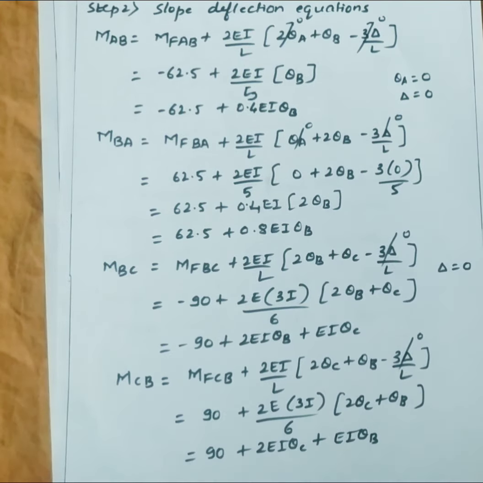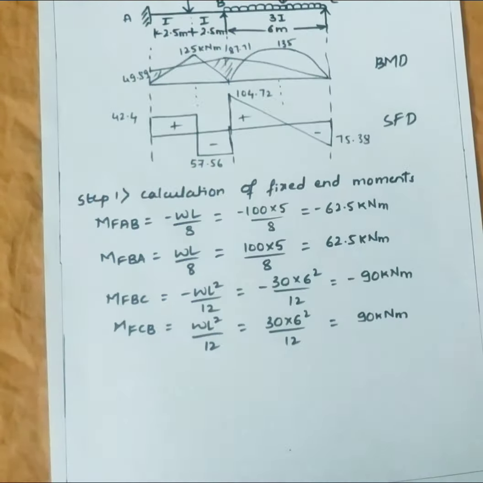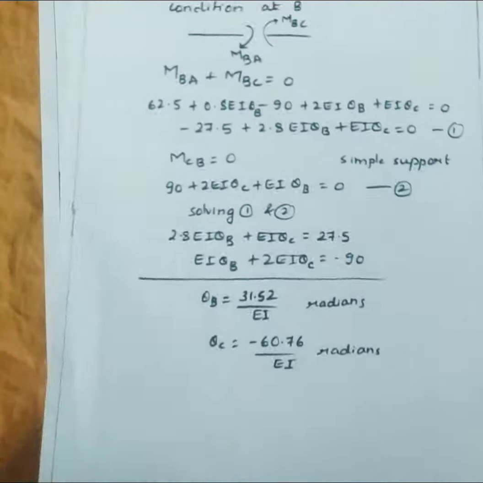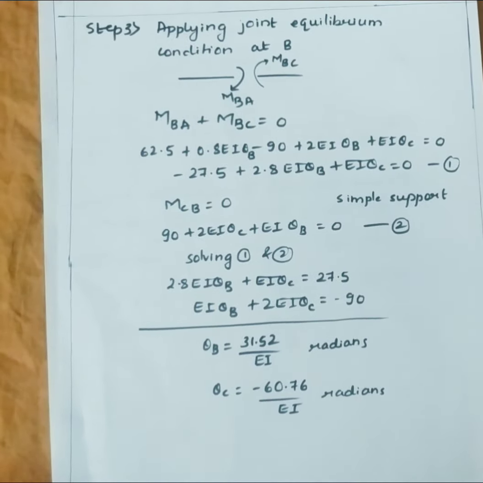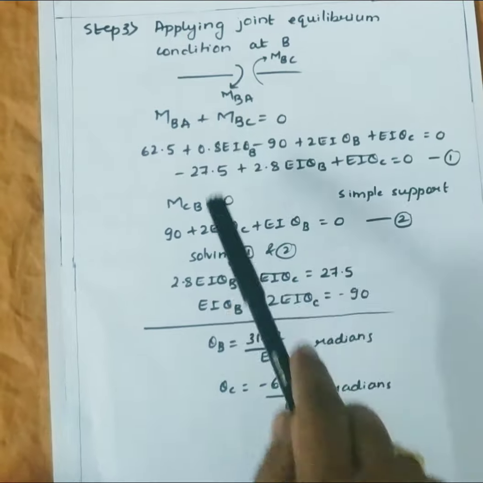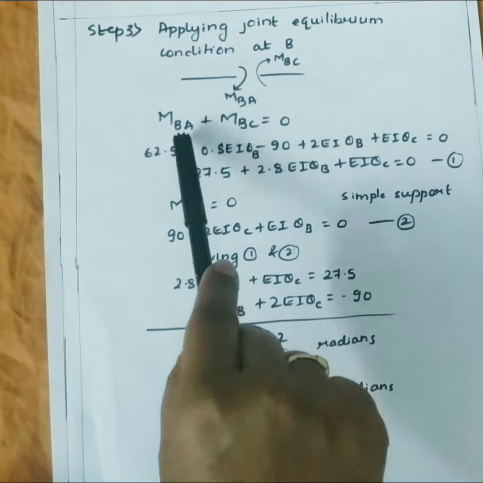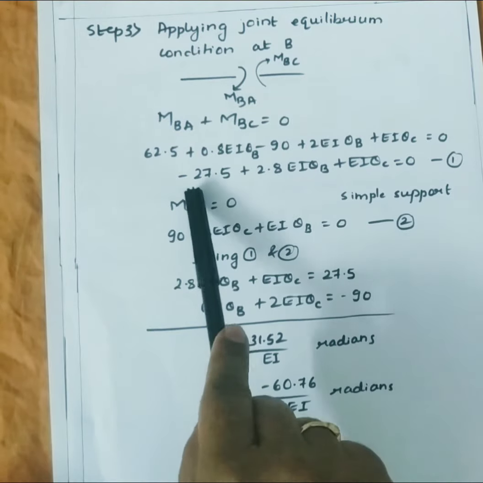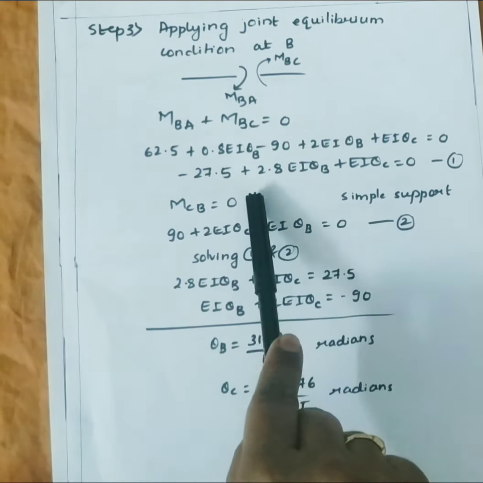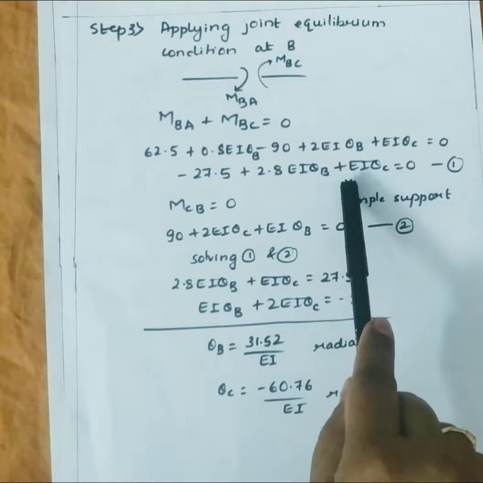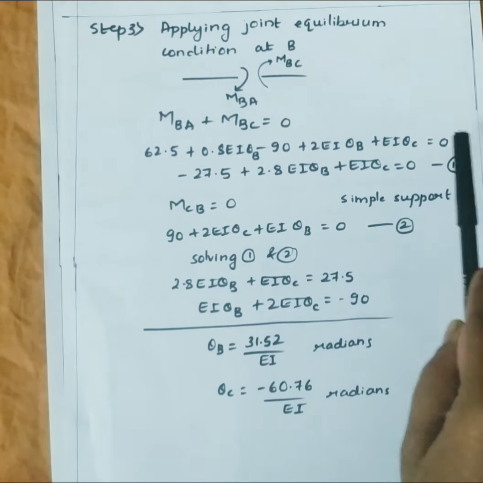Okay. Then next we have to apply the joint equilibrium condition at joint B, that is MBA plus MBC equal to 0. Substituting both the equations MBA and MBC, we get minus 27.5 plus 2.8 EI theta B plus EI theta C. Let this be equation 1.